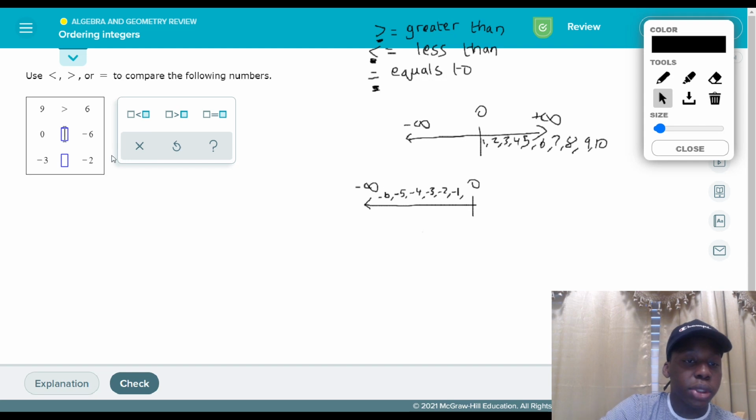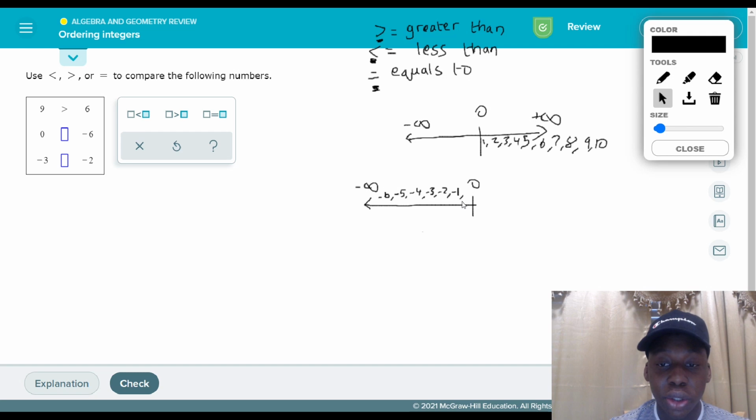The next one is 0 and minus 6. One thing I want to point out again is that 0 is bigger than any negative number. When you're dealing with negatives and 0, 0 is automatically bigger than any negative number you can think of. So 0 is bigger than negative 1, because negative 1 is the biggest negative integer you can work with. 0 is bigger than negative 5, negative whatever. Whenever you're dealing with 0 and any negative number, 0 is always bigger.